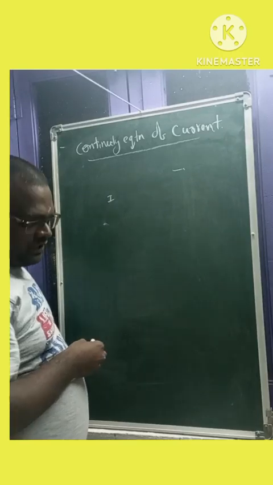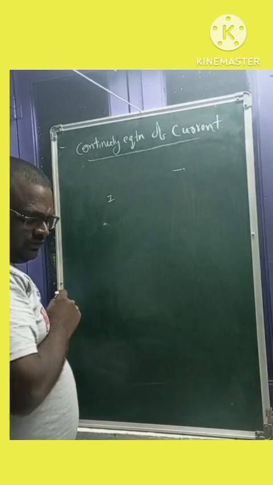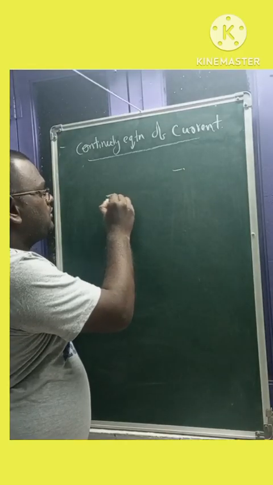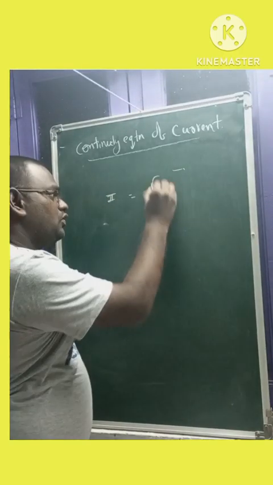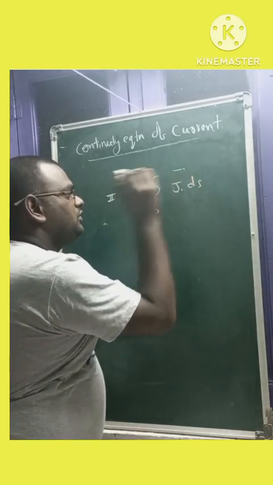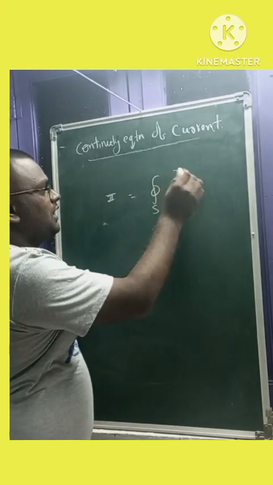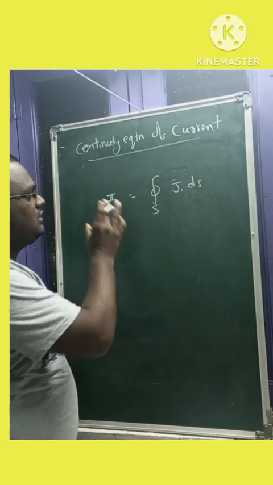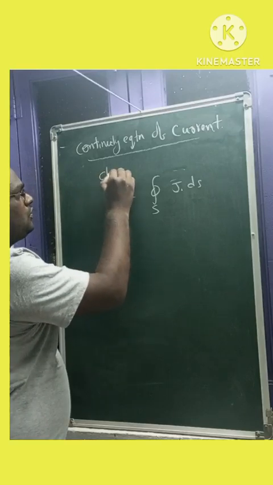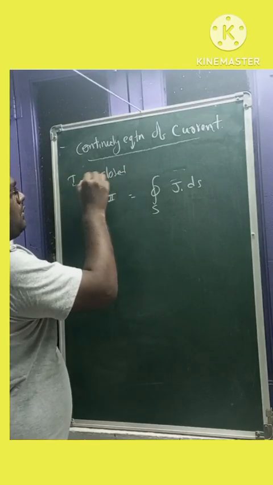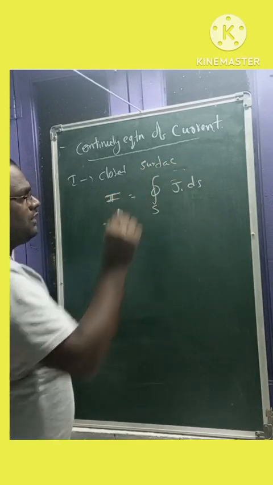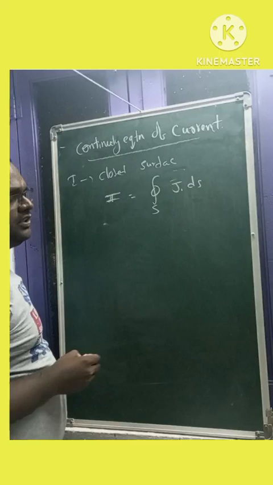If you take the current passing through a closed surface, that is equal to the integral over the surface of J dot dS, that is, current density times surface area. So the current passing through a closed surface is I equal to the integral over S of J dot dS.